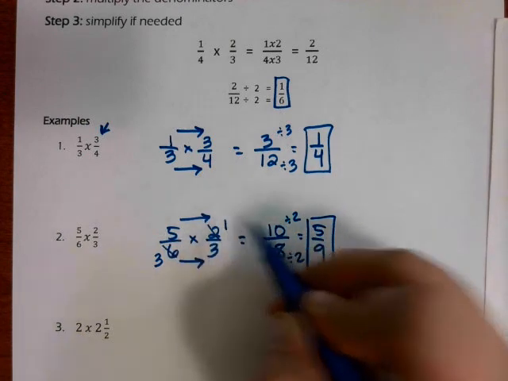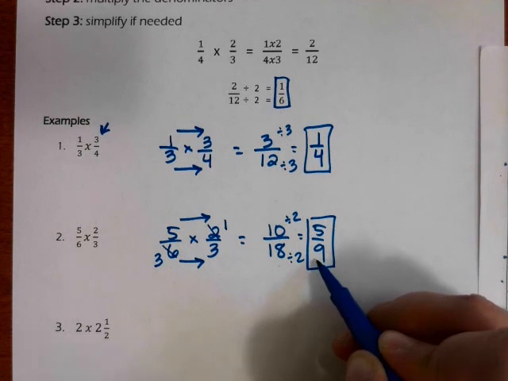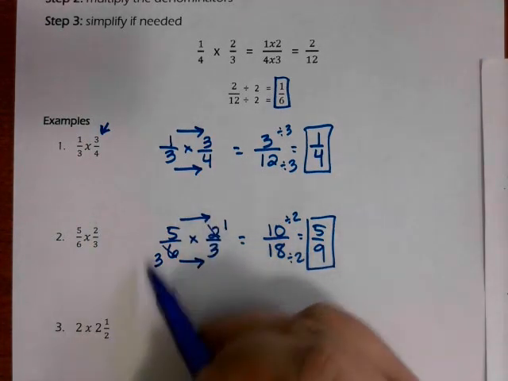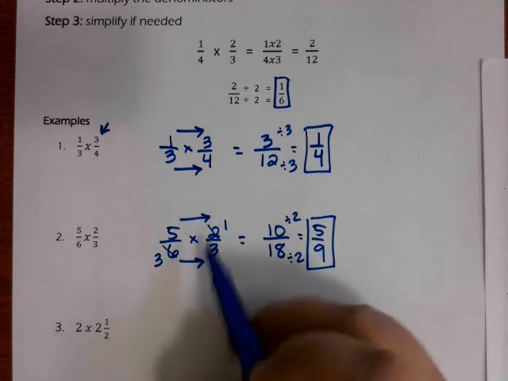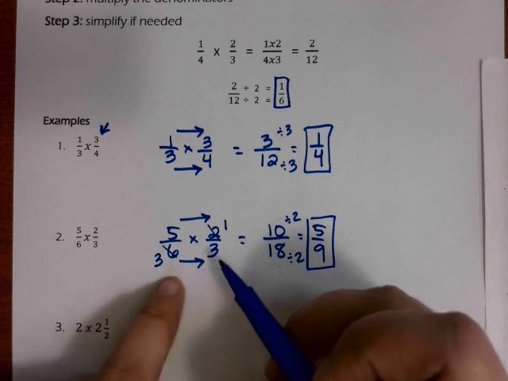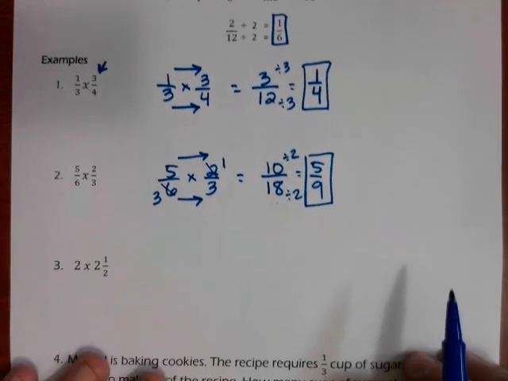5 times 1 is 5. 3 times 3 is 9. Gets us the same exact answer, just a little bit different way of doing it. Some kids will really get this pretty easily. Some of y'all might struggle, that's okay. But it is a good tool to use, especially if you can reduce prior to having to simplify at the very end. All right, let's do another example, number 3.